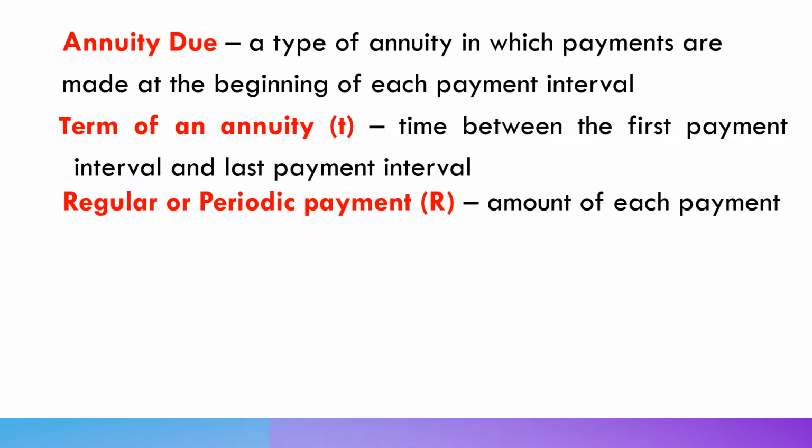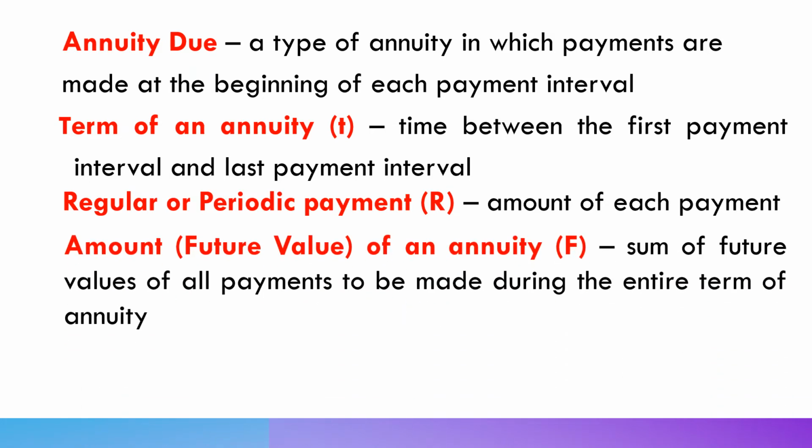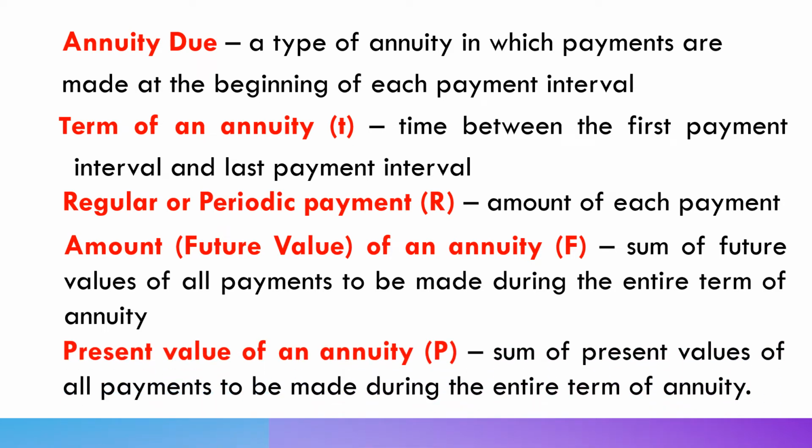Next, regular or periodic payment, denoted by R: the amount of each payment. Next, the amount or future value of an annuity, F: the sum of future values of all payments to be made during the entire term of the annuity. And then, the present value of an annuity, denoted by P: the sum of present values of all payments to be made during the entire term of the annuity.